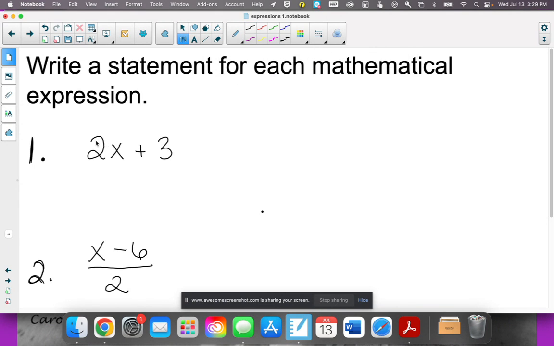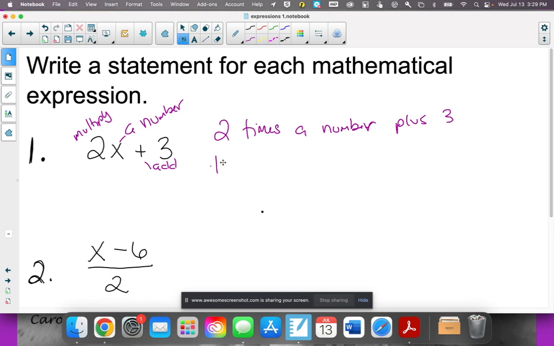Okay, so 2 times x plus 3. So x is just a number. We know that. It's just representing a number. I am multiplying, right? Because there's nothing in between them. And then I am adding. So this is similar to what we just saw on the last page with the 9. So you could write this as 2 times a number plus 3. You could also write this as the sum of 2 times a number and 3.